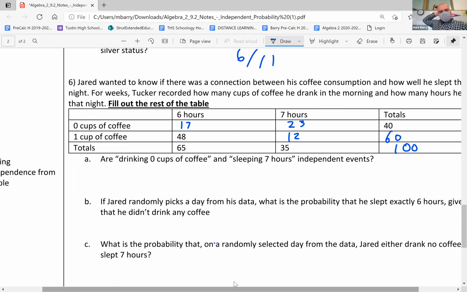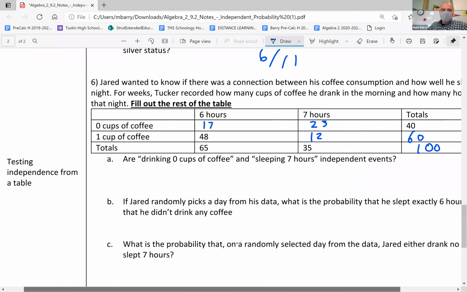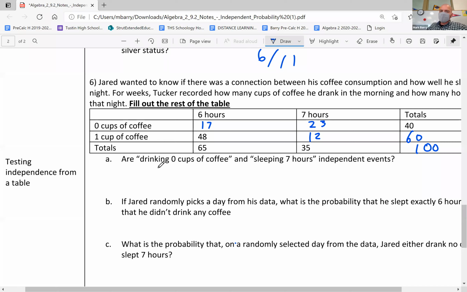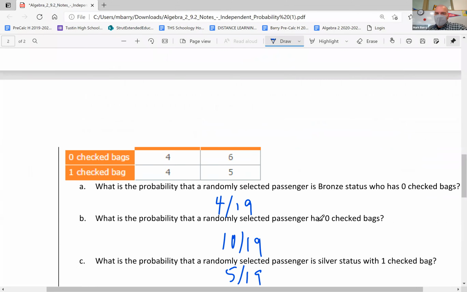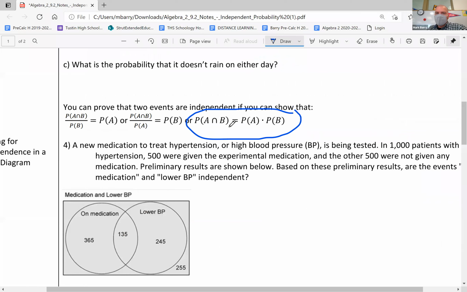So then our first question on the table is testing independence from a table. Are drinking 0 cups of coffee and sleeping 7 hours independent events? So we did this yesterday on a Venn diagram. We said over here how we test for independence. I circled it right here in blue. It's if the probability of A and B equals the probability of A times the probability of B.